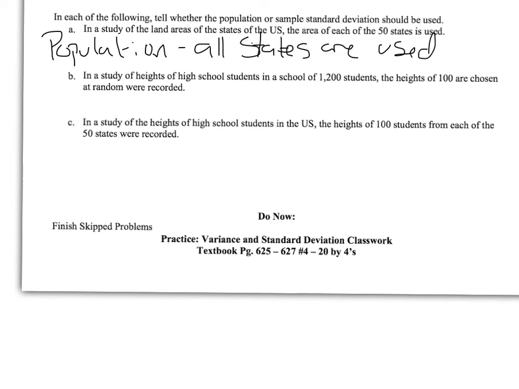In a study of the heights of high school students in a school of 1,200 students, the heights of 100 are chosen and recorded. This is a sample. And the reason is because they didn't use all the students. They only used 100 students.